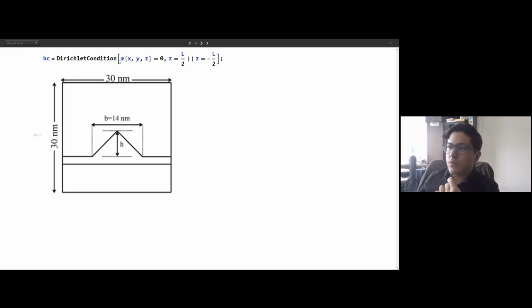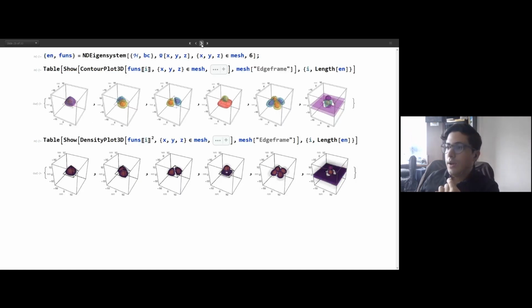But there is a Dirichlet condition on the top and on the bottom, and the rest of the boundaries have what is called a Neumann zero condition. So that will basically translate into a BenDaniel-Duke boundary condition for people who are familiar with that. And to solve this, again, really easily, you take NDEigensystem and you add the boundary condition, the variables and the mesh, and you tell it how many eigenstates to get back to you.